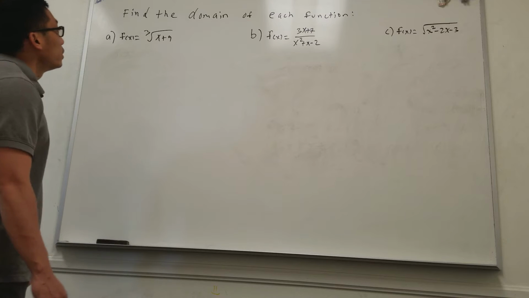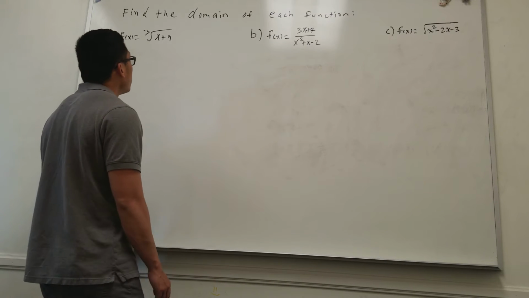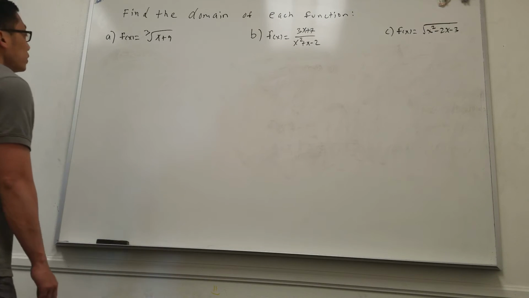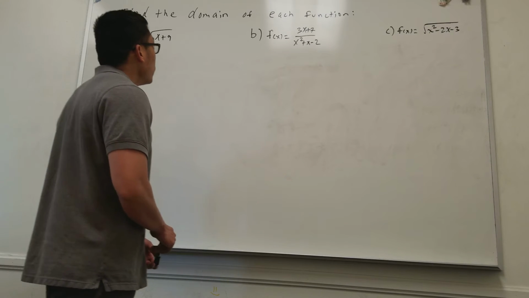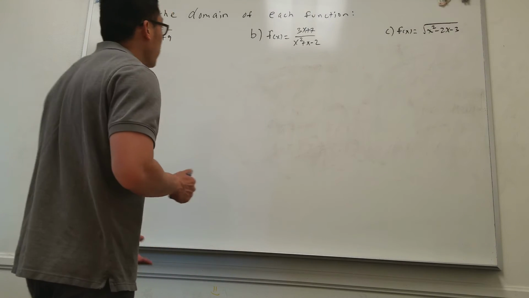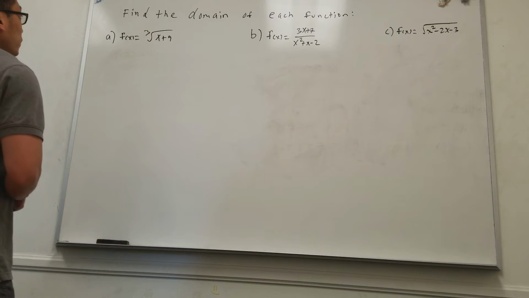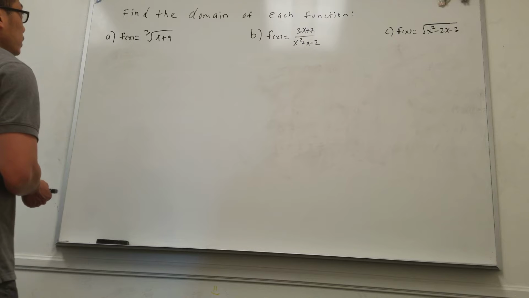So the first one, f of x is equal to the cube root of x plus 9. Okay, so first of all, what does it mean to find the domain? So what numbers can we use for this problem, right? So I'm going to look at positive numbers. Can we use positive numbers here? Certainly we can. How about negative numbers?